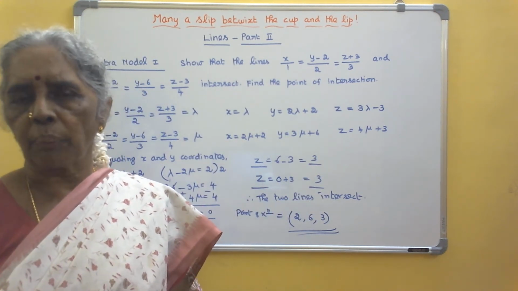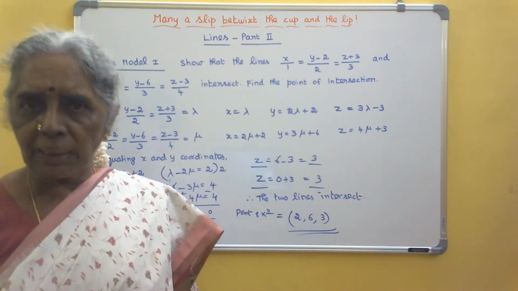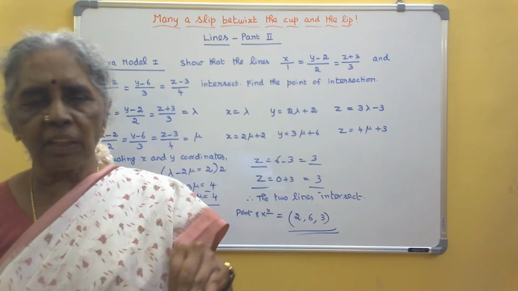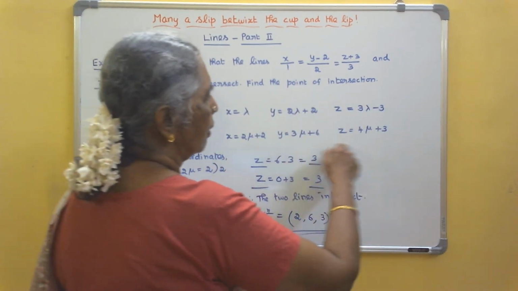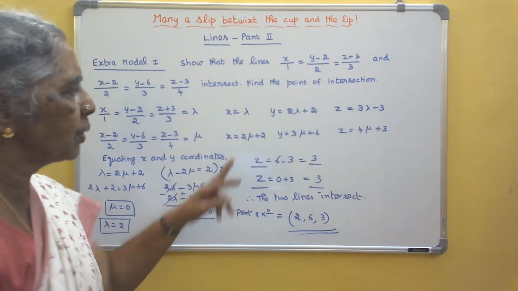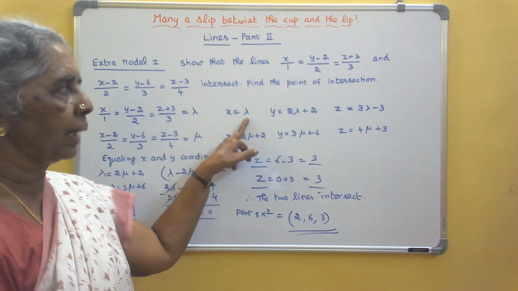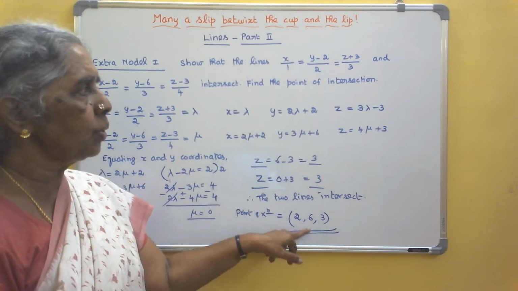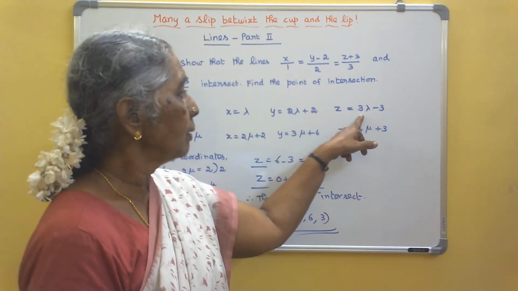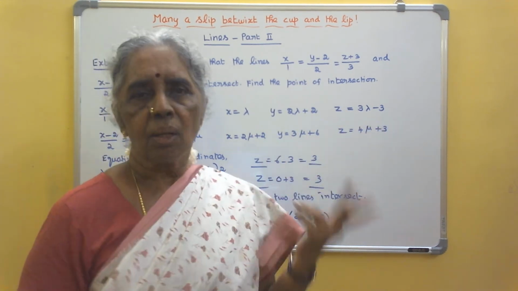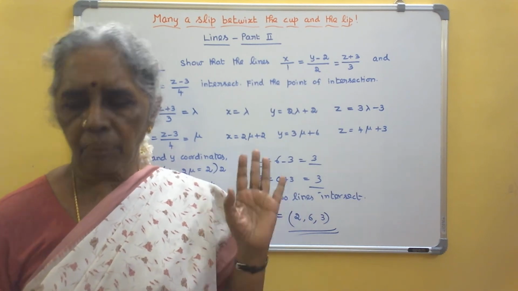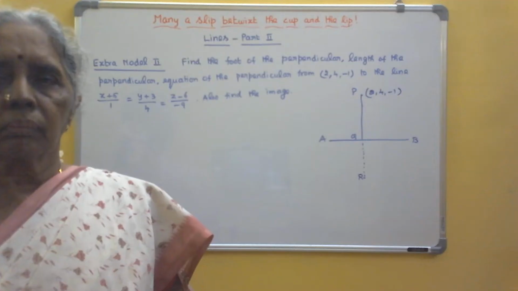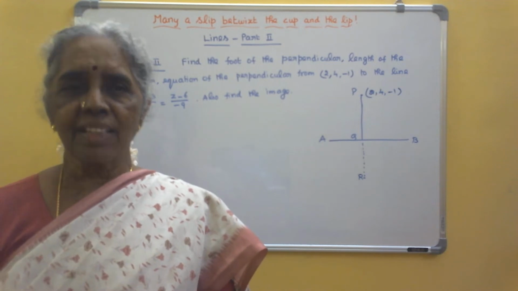That part is over. Once we prove that they intersect, to find the point of intersection, either substitute the lambda values here or the mu values here. Even the lambda I will show you. Here it will be 2 lambda, okay. 2 2s are 4, 4 plus 2, 6. Here 3 2s are 6, 6 minus 3, 3. So you will get the same point. Is this model clear to you? Okay. Let us see the next model, which is very important.